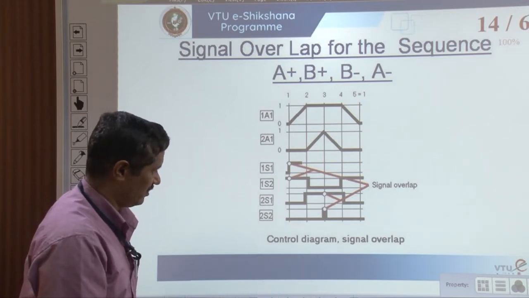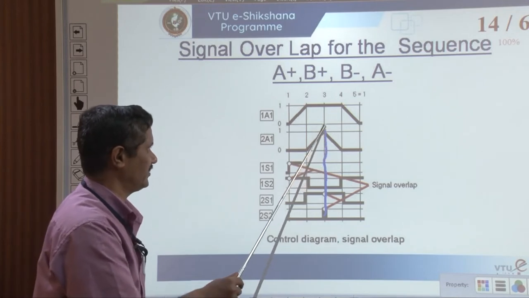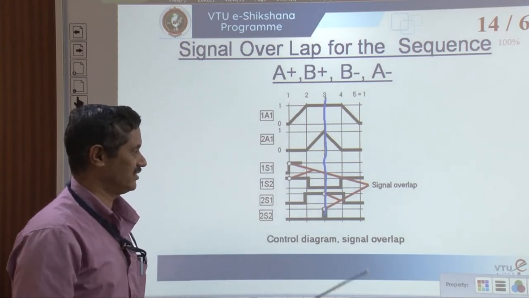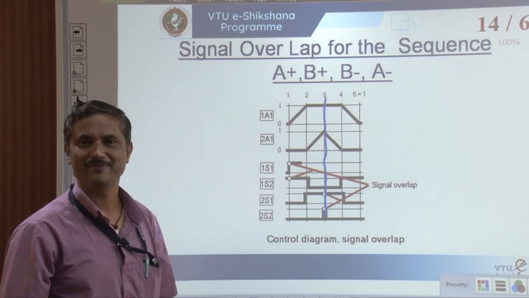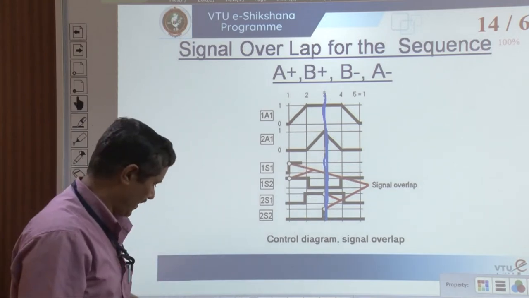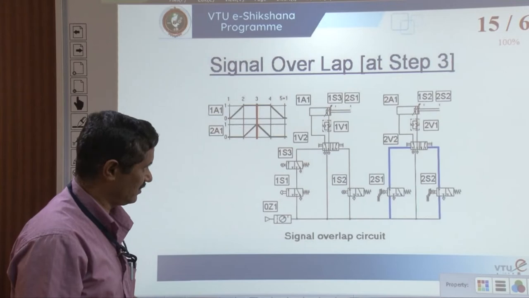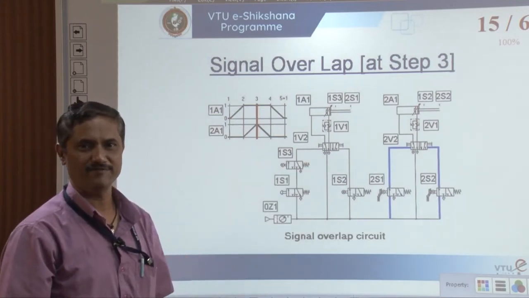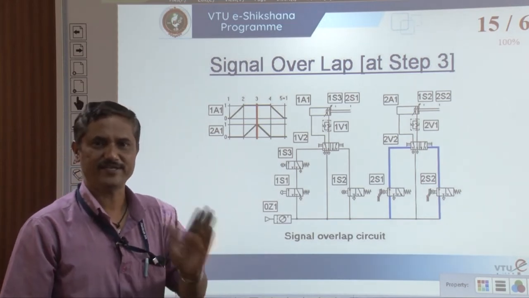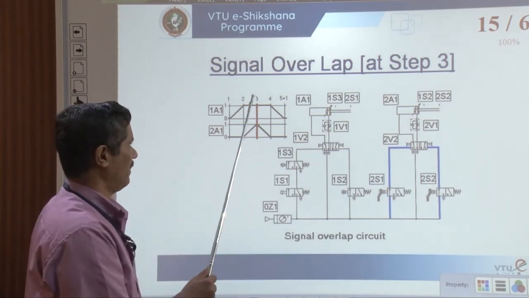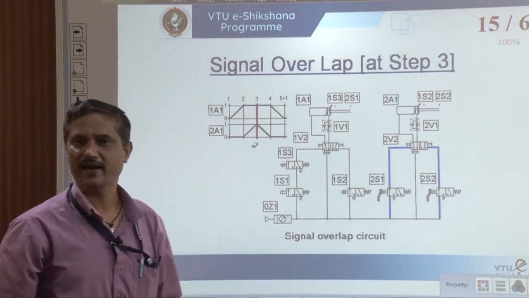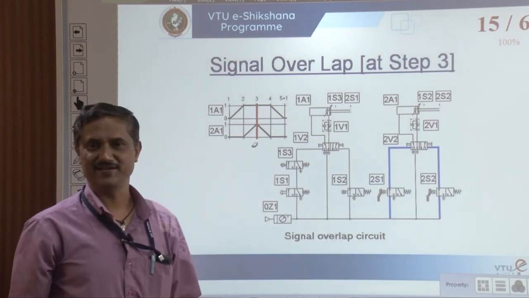If you observe this now, this is the second point at which you can have a signal overlapping. In this condition, 2S1 and 2S2 are pressed. So where? At this point of time. If you go back to the circuit, I have the condition for that in the next slide. Here I have shown the second time at which we may get an overlapping signal, this point. This is what I have shown with the red line.